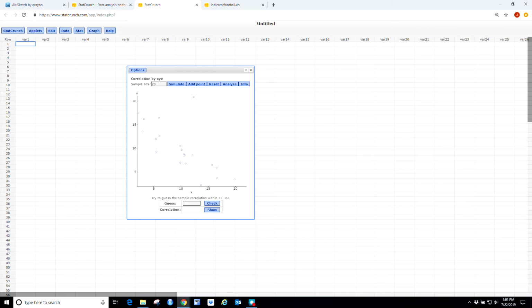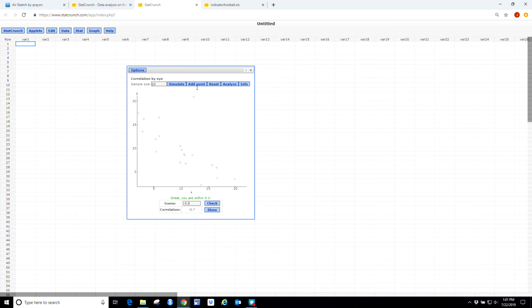So I can hit simulate to get a new one. If I look at this one, here's a very negative correlation. I kind of have this outlier up here as well. So I know it's going to be negative. It's pretty strong besides that point. So I'm going to say it's negative 0.8. And it says that we're within 0.1, and so I can check to see what it actually was.